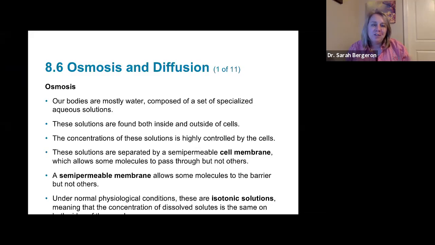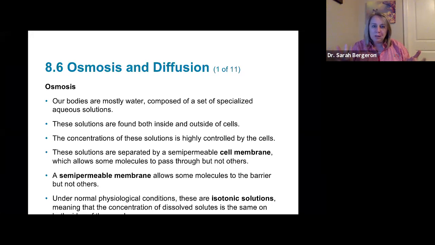All right, so we are on chapter 8, section 6, and we're going to talk about osmosis and diffusion. So if you took some introductory biology, this should sound pretty familiar. Osmosis is movement of water. We know that our bodies are mostly water, right? And where is that water? Well, that water is partially inside the cell and partially outside the cell.